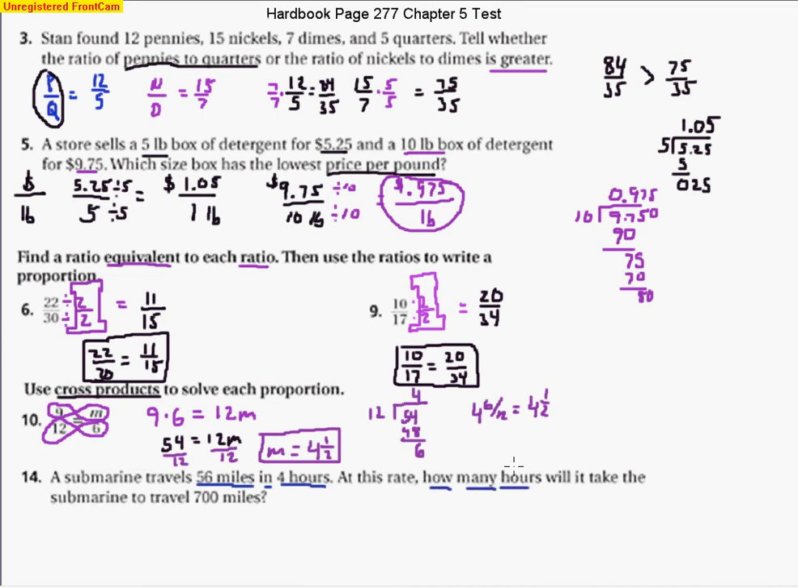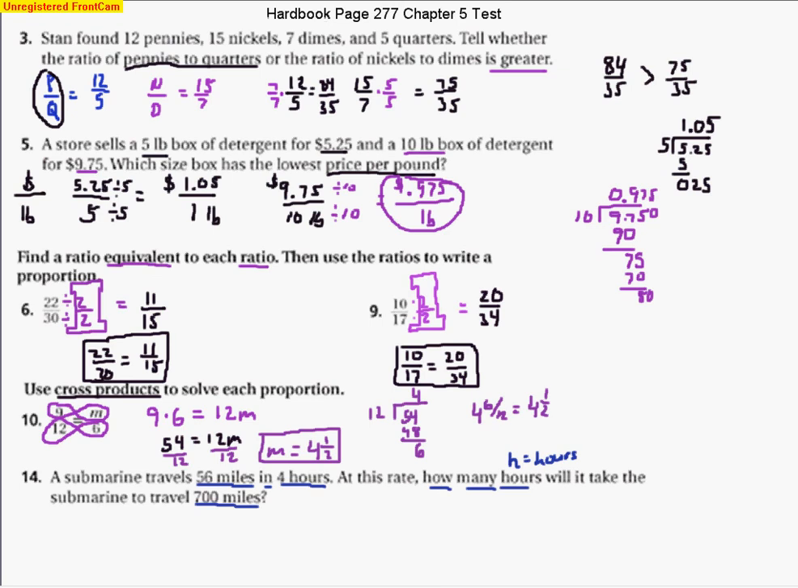We don't know how many hours. So we're going to use a variable to represent that. So let's use h is equal to hours. We don't know the number yet, so that's what we're going to solve for. How many hours will it take the submarine to travel 700 miles? Well, we can go 56 miles in 4 hours, so we want to know the number of hours in 700 miles. So whenever we have the same units, we can use proportions to solve this. So let's go ahead and try that.